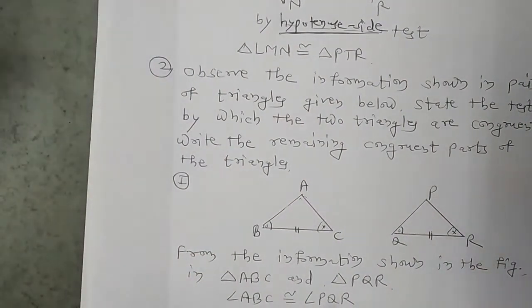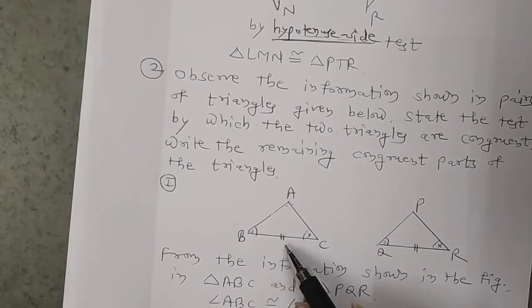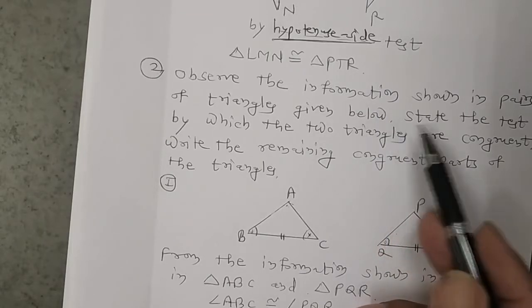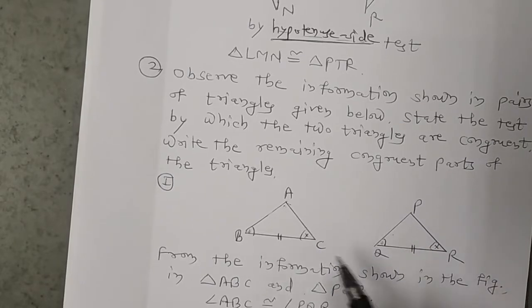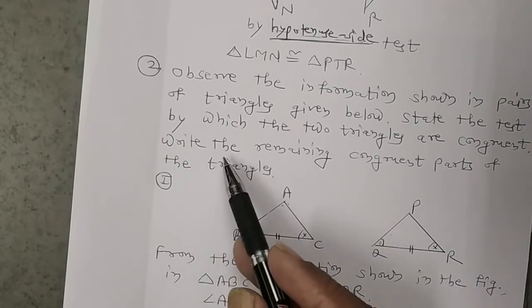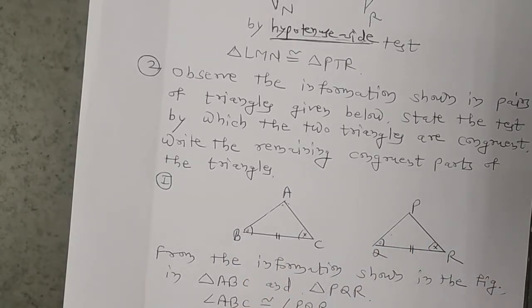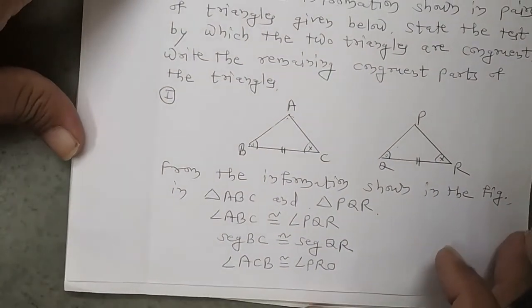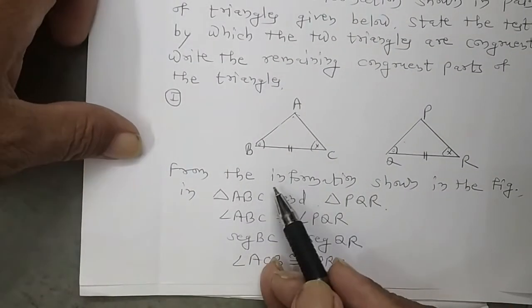Now the second example is given in activity form. Observe the information shown in the pairs of triangles given below. State the test by which the two triangles are congruent. Write the remaining congruent parts of the triangles. We have to fill up the empty spaces because it is an activity. Let us see from the figure.